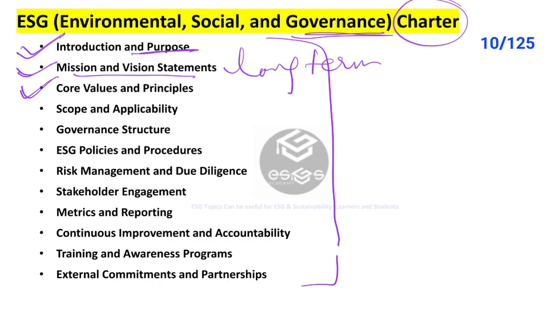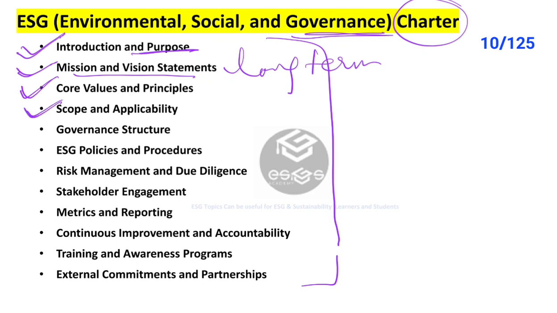Third section is core values and principles. So we define the core business values and principles that underpin the organizational approach to ESG, such as integrity, transparency, accountability and respect for human rights and the environment. The next is scope and applicability of the charter.